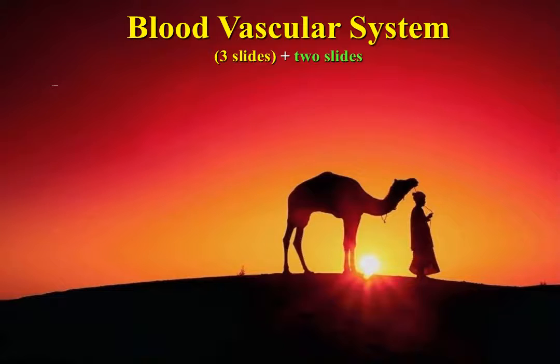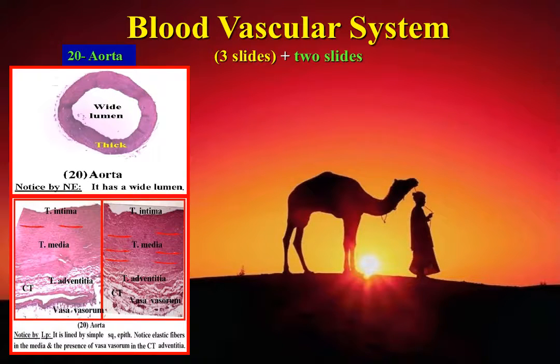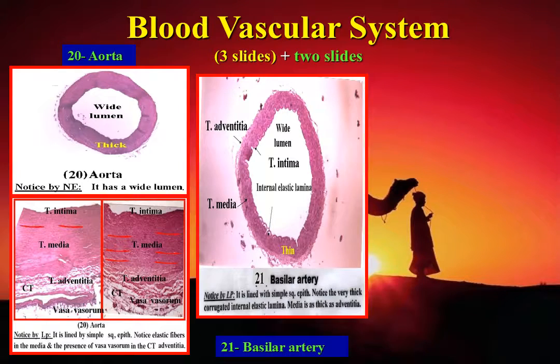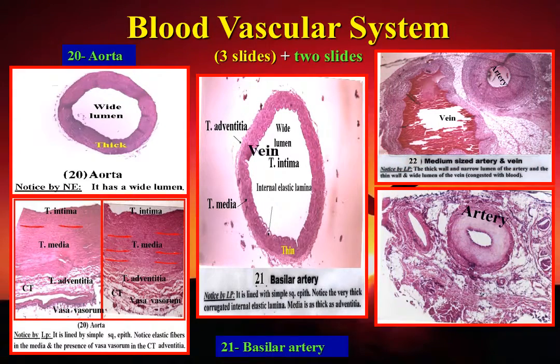Blood vascular system examples. An example of a large-sized elastic artery, aorta, examined by the naked eye and low power. Basilar artery, an example of a specialized medium-sized artery, examined by low power. Medium-sized artery and vein, an example of medium-sized muscular vessels, examined by low power.